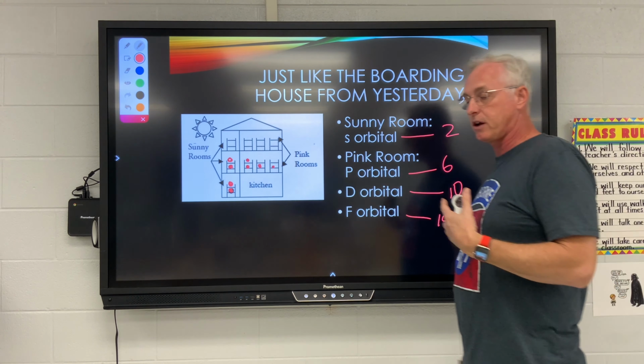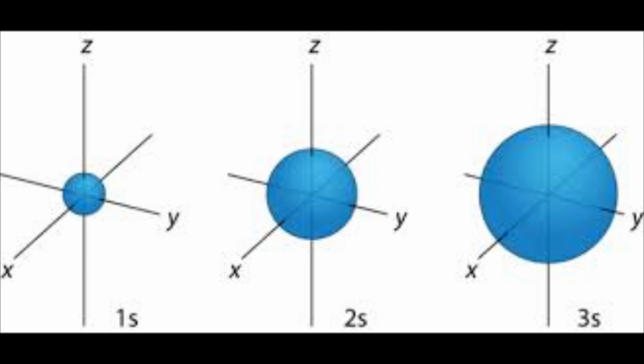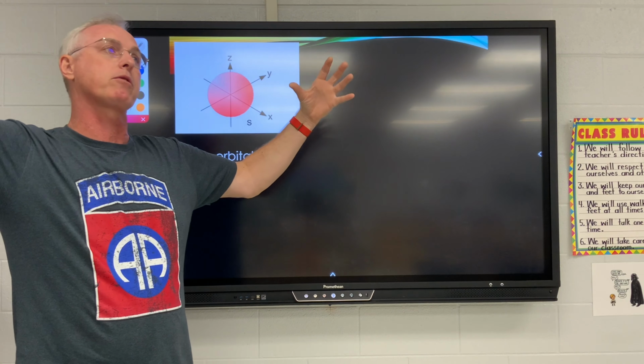And we're going to take a look at a picture of each of those here in just a second. You need to know the shapes of the s and the p. You don't have to know the shapes of the d and the f. So an s orbital is a sphere. S orbitals are always spherical. So we have a 1s, a 2s, a 3s, a 4s, a 5s, a 6s, and a 7s. They just get bigger and bigger.